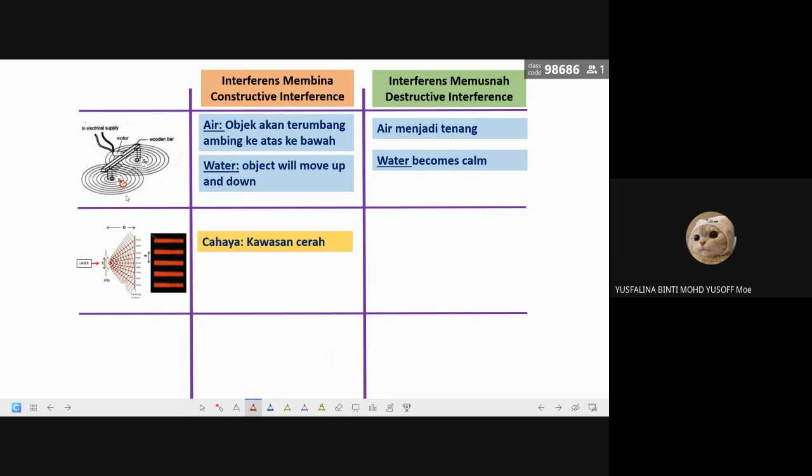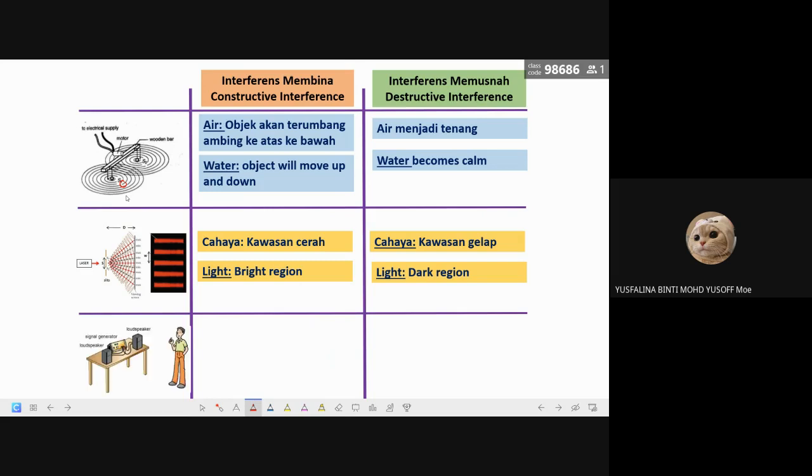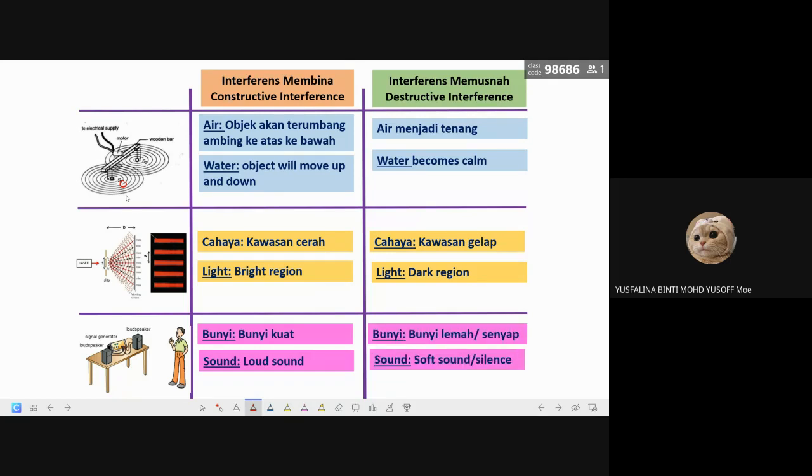Okay, for the light, the constructive interference will produce the bright fringes, while the destructive interference will produce the dark fringes. That one we will see later about the light. And for the sound, the constructive interference will produce the loud sound, but the destructive interference will produce the soft sound, or sometimes silence.